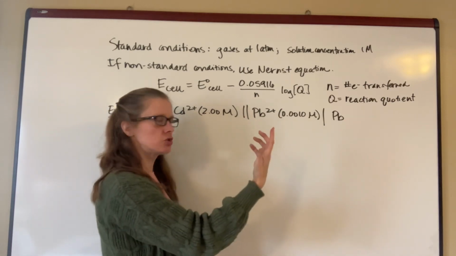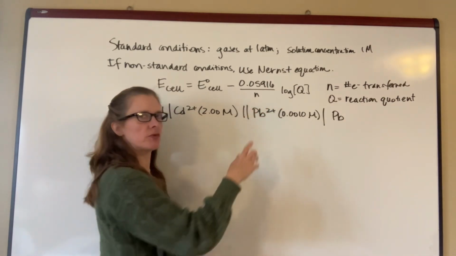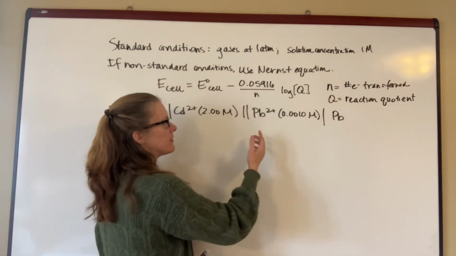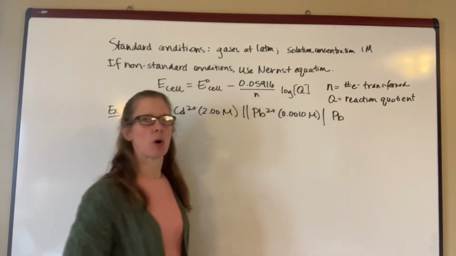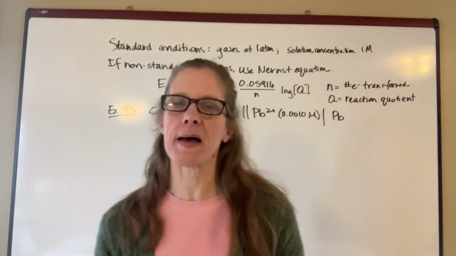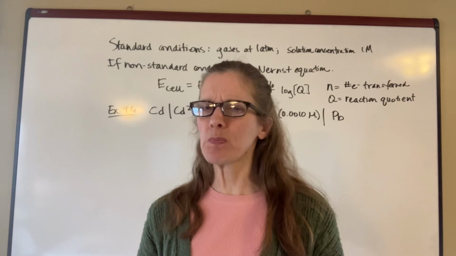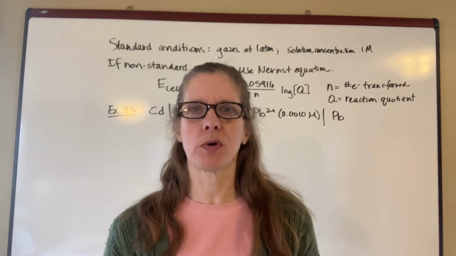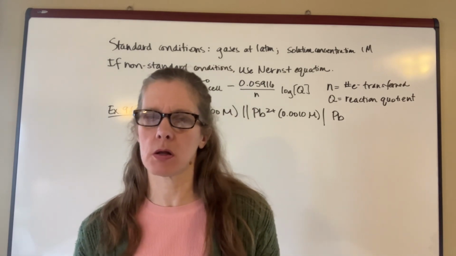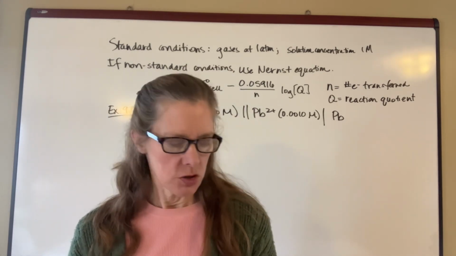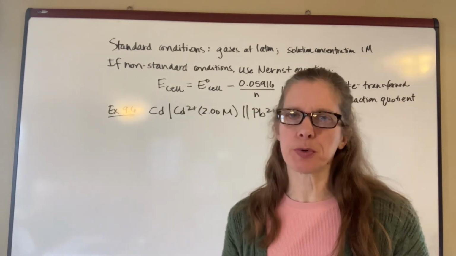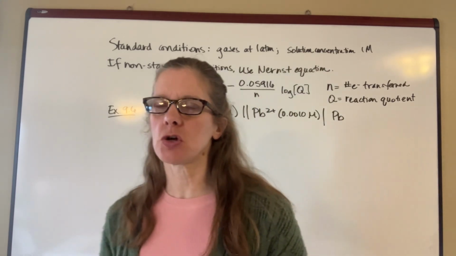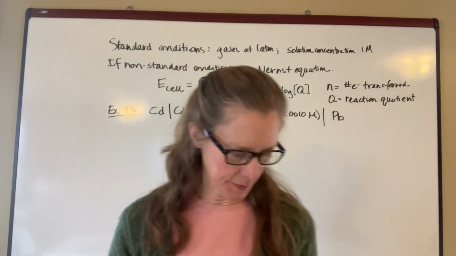As you've read, the n is the number of electrons that are transferred, and then Q is the reaction quotient. It's going to look a lot like equilibrium quotients that we've seen before, but we're not at equilibrium, so we're going to call it a reaction quotient instead. So let's walk through example 9.6, and I'll show you how to plug all these different pieces in.